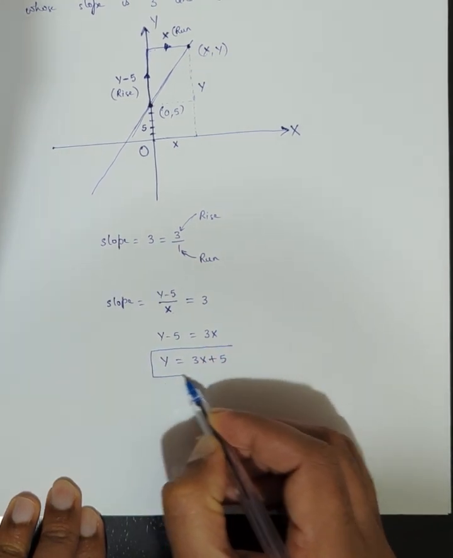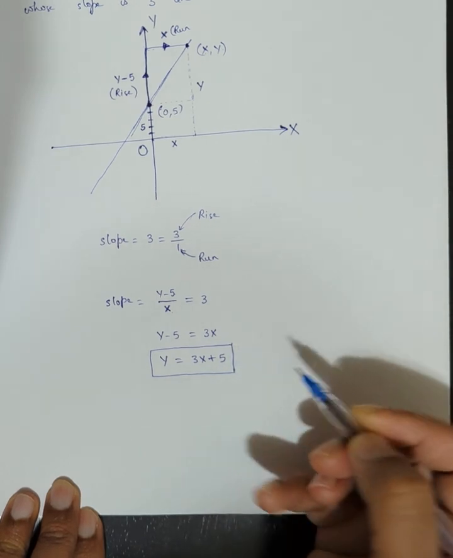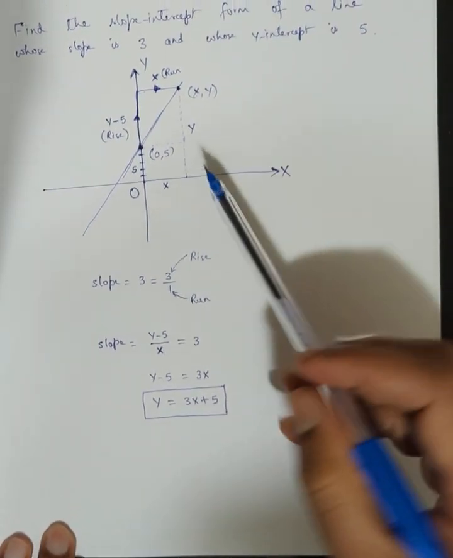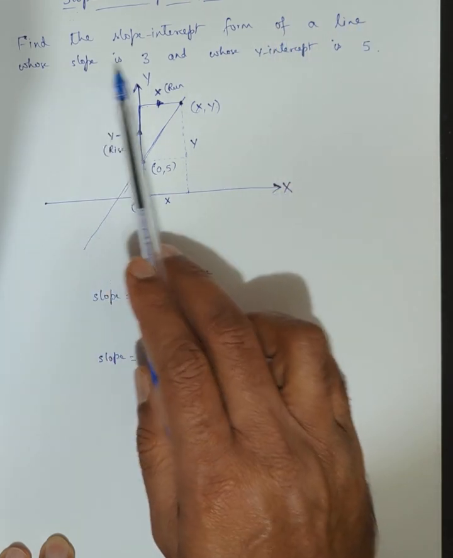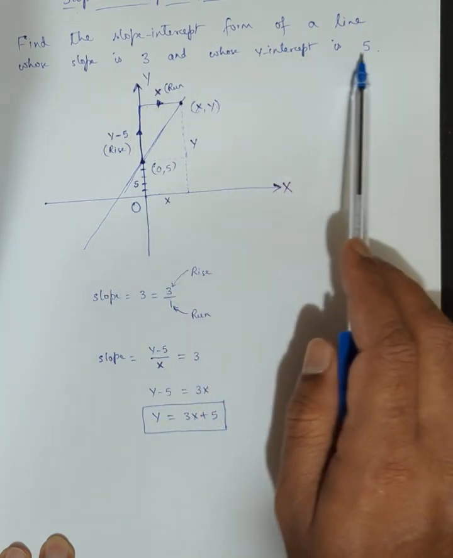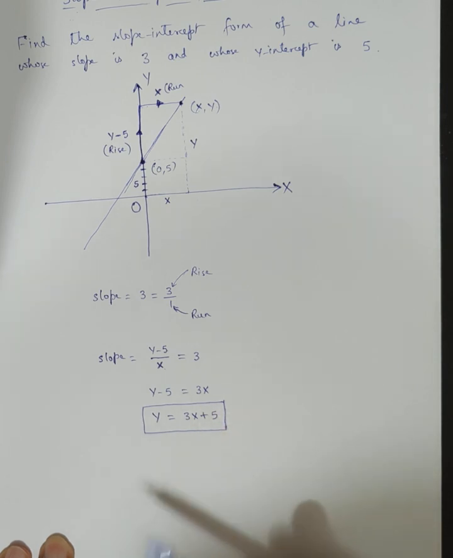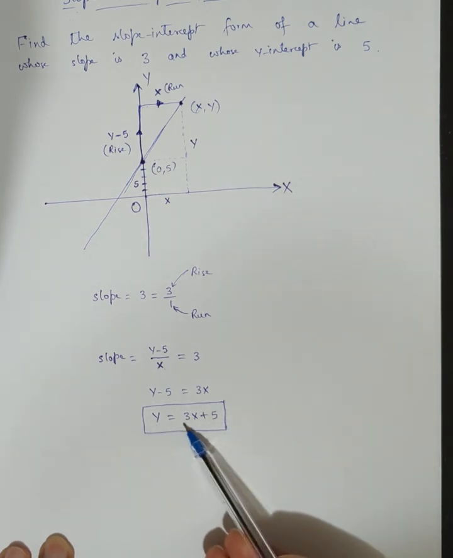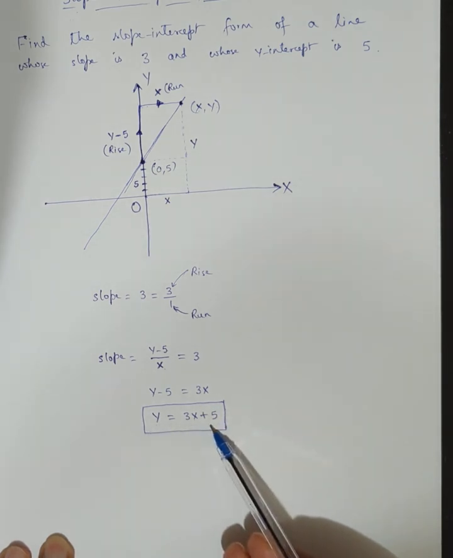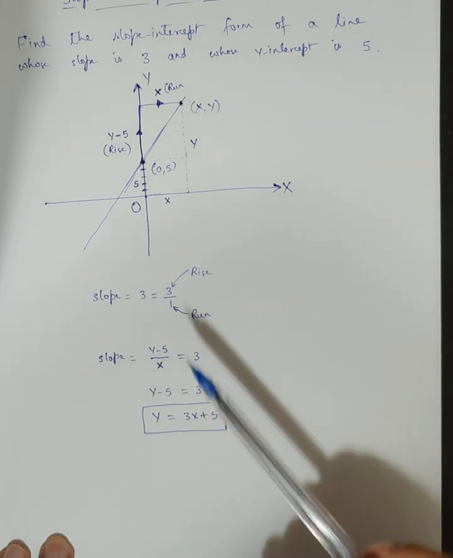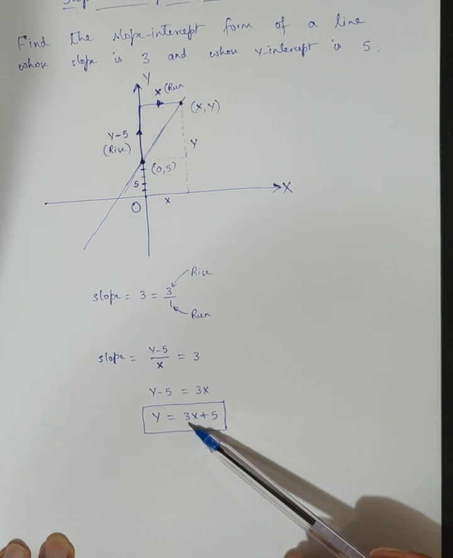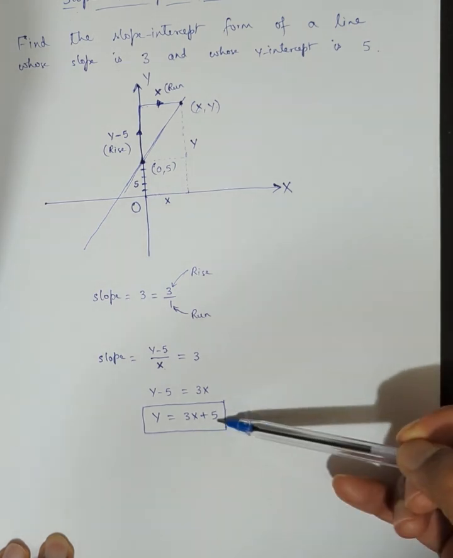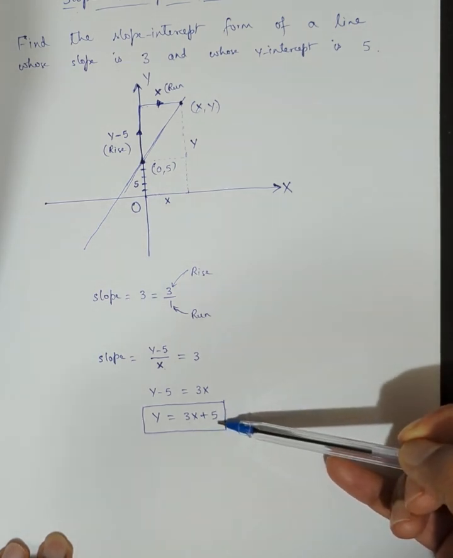So let's put this in a box and let's go back to our question. Find the slope-intercept form of a line whose slope is 3 and whose y-intercept is 5. And the answer we found was y equal to 3x plus 5. So the slope of 3 can be seen here. The y-intercept of 5 can be seen here.